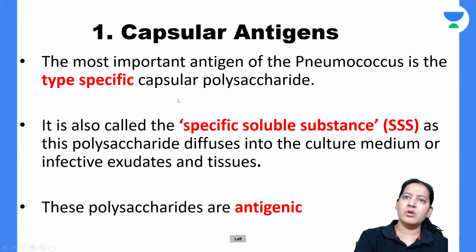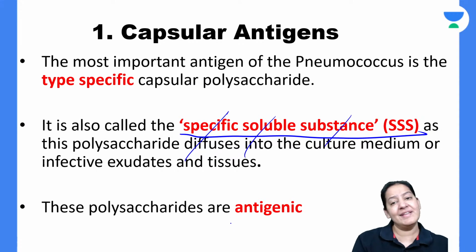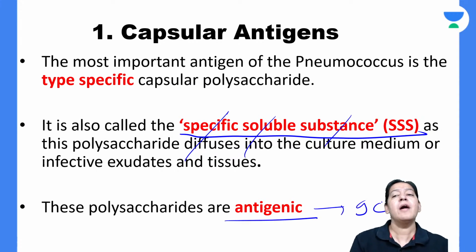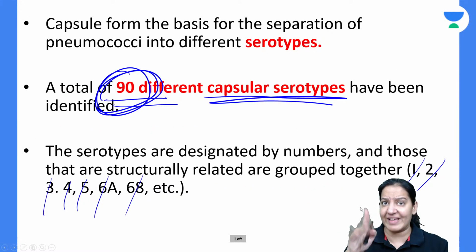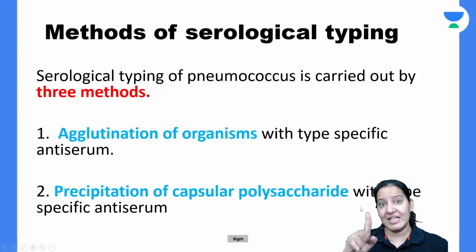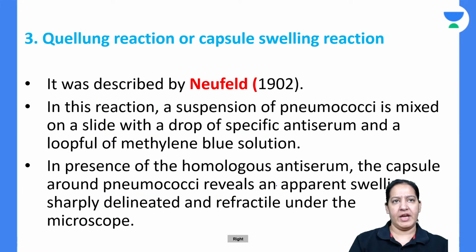So learn, based on the capsule there is a specific antigen. It is known as SSS, specific soluble substance, and it is antigenic. Based on that, we divide the bacteria into 90 different types, right? Please learn it because it will be useful for the vaccine. I will tell you the vaccine for Pneumococcus also. There are 2 ways of demonstrating a capsule. The first way, the most important, is the Quellung reaction.